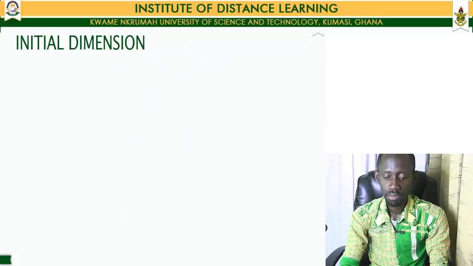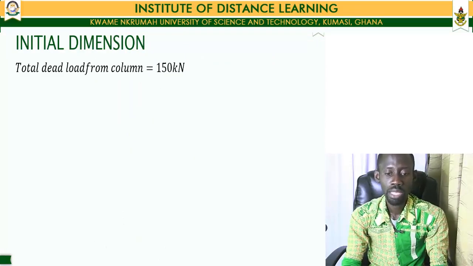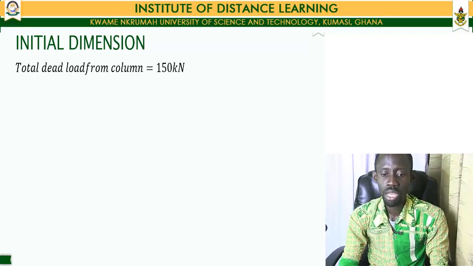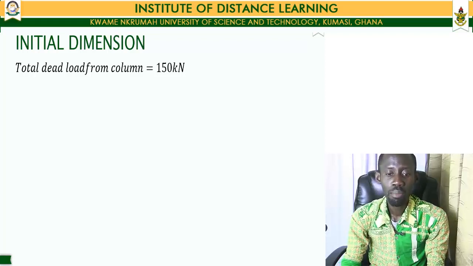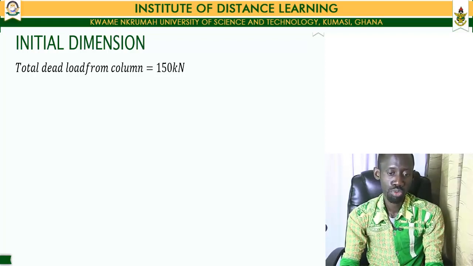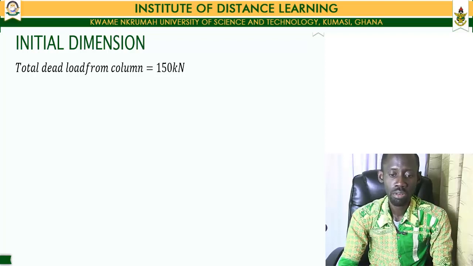Now for our initial dimension, we'll begin by first looking at the amount of load that the element would have to carry. Based on the amount of load that the element would have to carry and how much load the soil on which the element rests can support, we would come out with an appreciable area such that whatever load the pad is supposed to transfer into the soil doesn't exceed the bearing capacity of that soil.